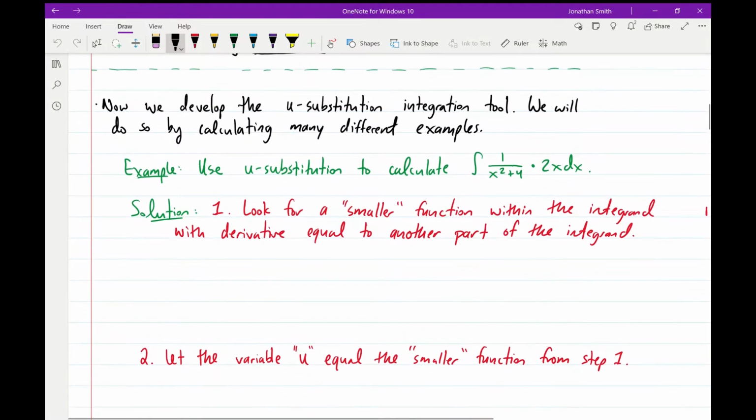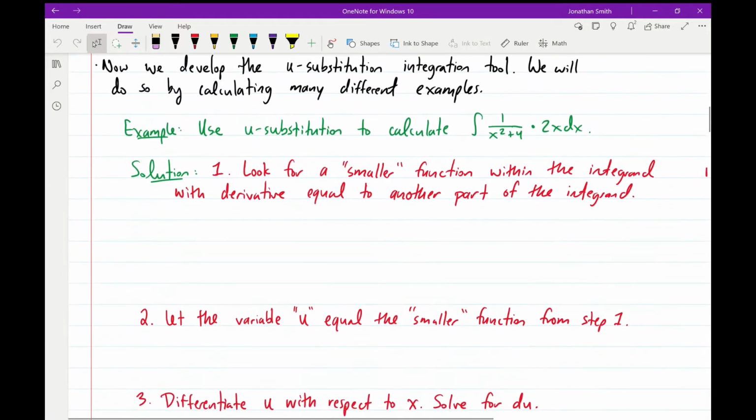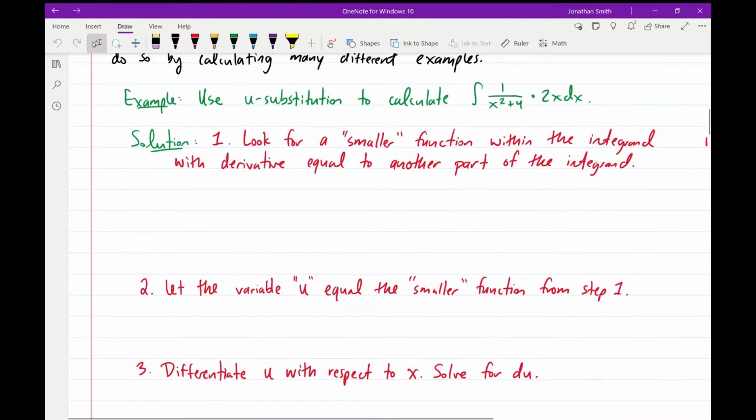Alright, now let's look at this new method of integration called u-substitution. Instead of trying to explain everything before I do an example, I think I'm just going to do a bunch of different examples and give my explanations as we go, and hopefully you can pick up on the general methodology that we use here. In this first example, we want to use the method of u-substitution to calculate the indefinite integral of 1 over x squared plus 4 times 2x dx.